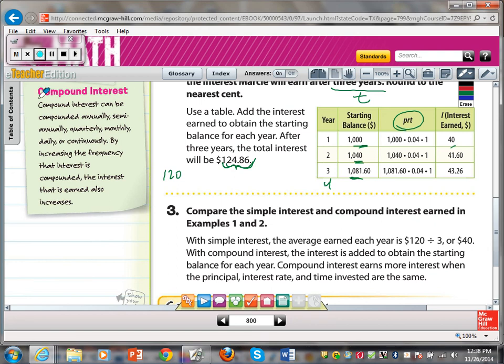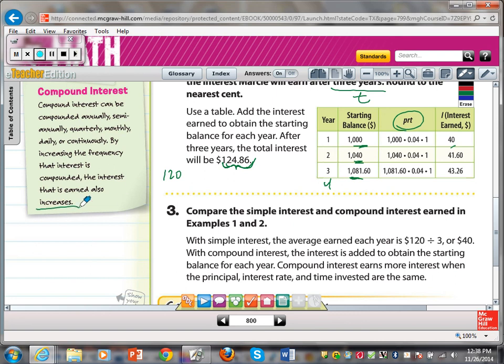So let's see what our note says here. Compound interest can be compounded annually, semi-annually, quarterly, monthly, daily, or continuously. By increasing the frequency that interest is compounded, the interest that is earned also increases.